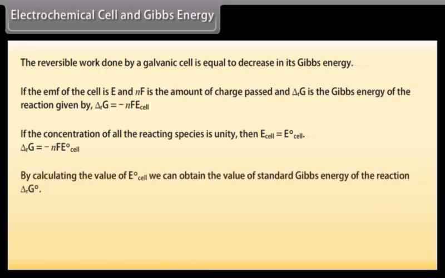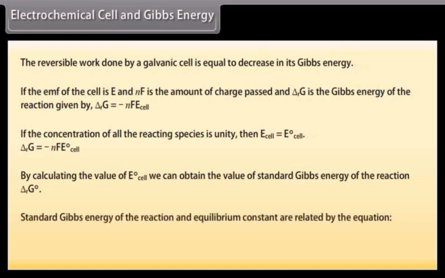By calculating the value of E0 cell, we can obtain the value of the standard Gibbs energy of the reaction, delta rG0. The standard Gibbs energy of the reaction and the equilibrium constant are related by the equation delta rG0 is equal to minus RT natural log K.